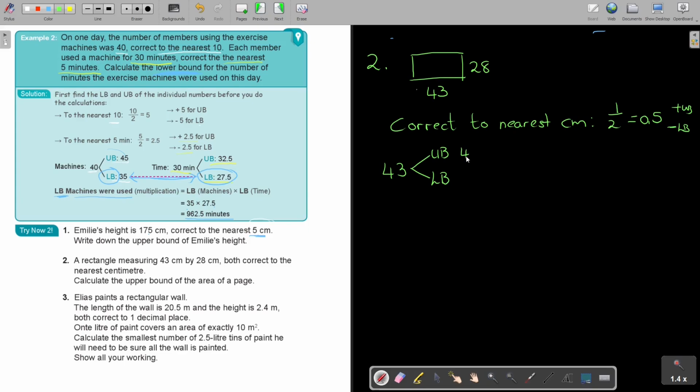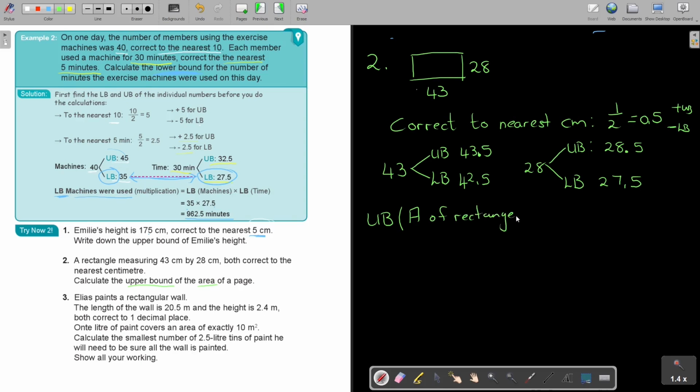So this is going to be 43.5, and this is going to be 42.5. And the same with this one, if it's 28, then it's the upper and it's the lower. This upper is going to be 28.5, and it's 27.5. Okay, so calculate the upper. They're looking for the upper bound because it's the area. So it's actually the area of the rectangle. And what is the area? Just write it there.